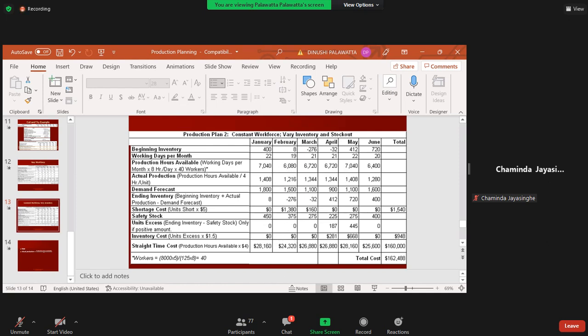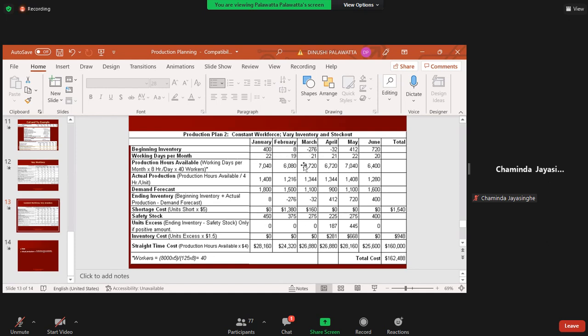6,080 multiplied by 4, you get 24,320. So this is correct. And then March: beginning inventory is minus 276, here you have back order. This minus 276 is back ordered, right? And then March has 21 working days.